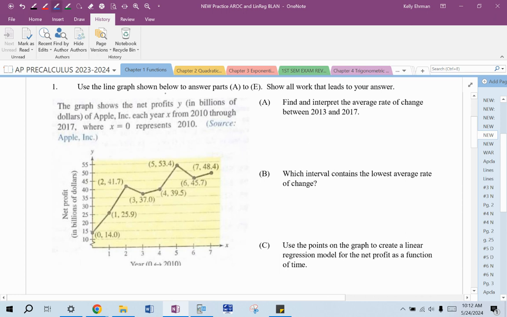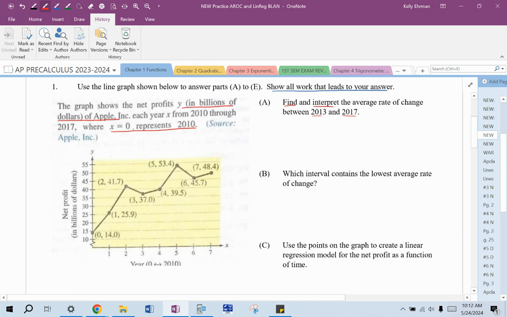Use the line graph shown below to answer parts A through E. Show all work that leads to your answer. The graph shows the net profits, Y, in billions of dollars of Apple Incorporated for each year X from 2010 to 2017. 0 represents 2010. Find and interpret the average rate of change from 2013 to 2017.